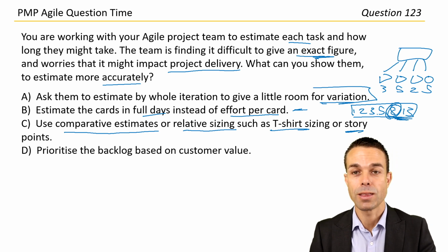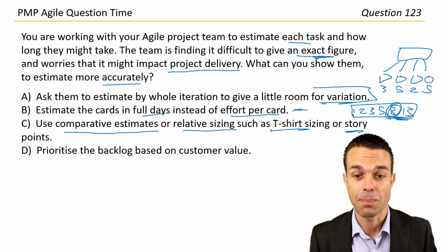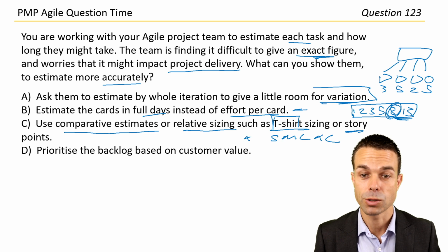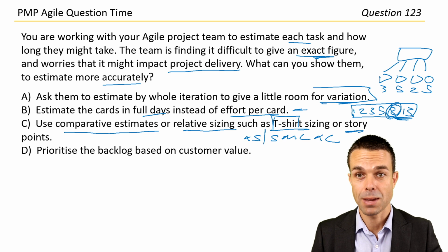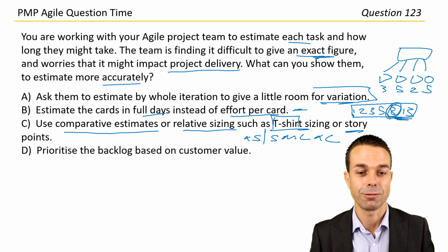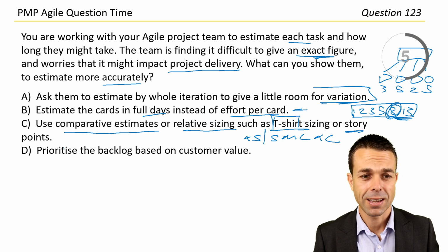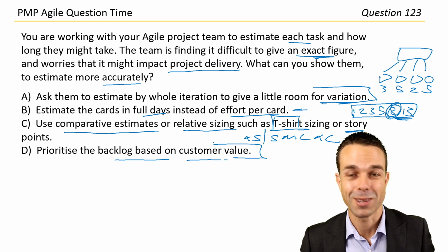But the way that we measure that is just amongst the team. So the team will agree on what those particular numbers mean. Just like t-shirt sizing, small, medium, large, or extra small, for example. The team can agree on what those actually mean amongst the team, and it might be different in a different team. Might be similar, but probably a little bit different. So that's part of how we do estimating correctly. So let's go with answer C here, but the last one, prioritizing the backlog based on customer value, that's just not related at all. So let's go with answer C.